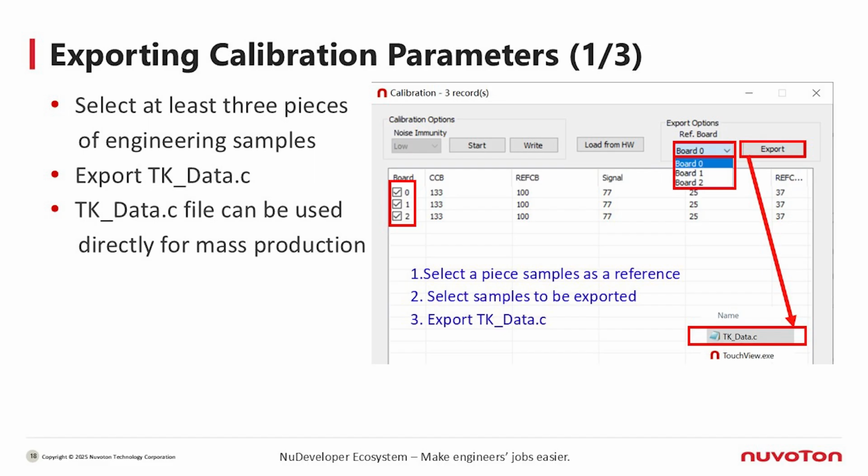Let's review the export steps. Click Ref Point Board to select a piece of samples as a reference. Each selected piece of samples will then be compared against the reference on a channel-by-channel basis. Select the calibration parameters to be exported. You must select at least 3 pieces. Click Export to export the calibration parameters to a file named tk_data.c. Note, if the CCB, reference CB, signal, or threshold values for any selected parameter set differ by more than 20 from the reference value, an error will be displayed during export.